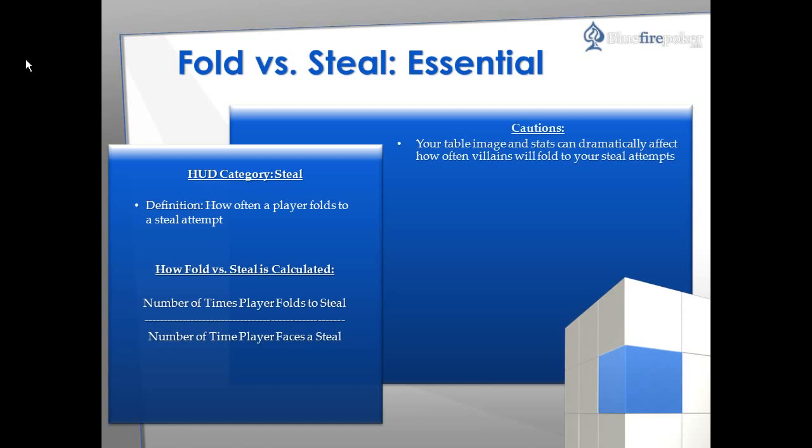Couple of cautions with this. Number one is that your table image and stats can dramatically affect how often a villain will fold to your steal attempts. So the player may have a very high fold to steal percentage, but you might have been shoving or stealing the last couple orbits, and he might decide to take a stand against you.